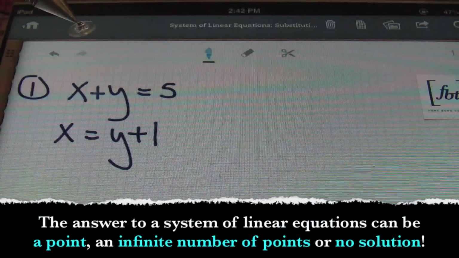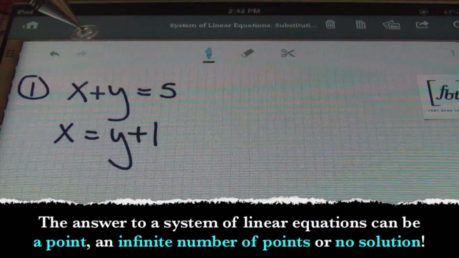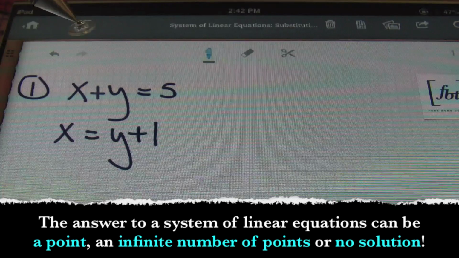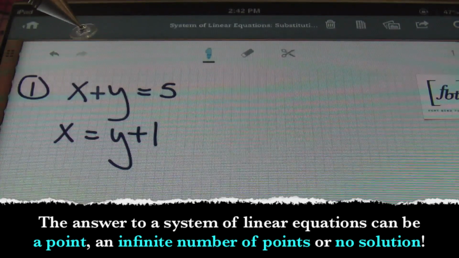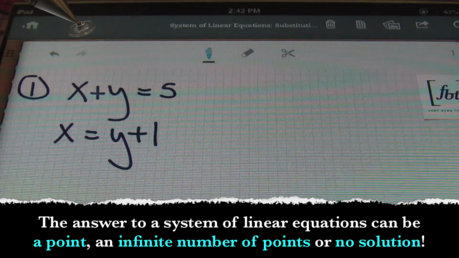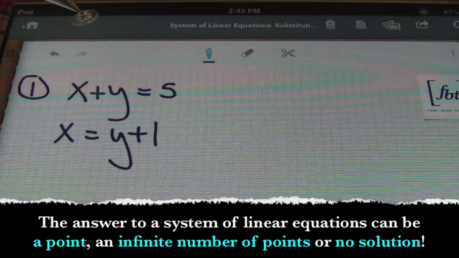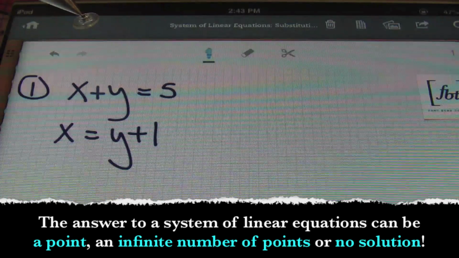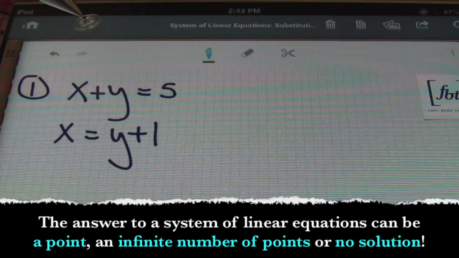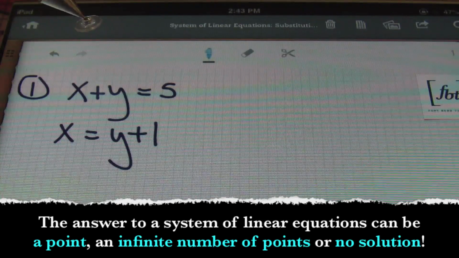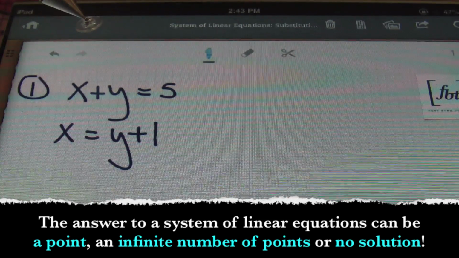When you're dealing with a system of equations, you can have three outcomes. You can have a point where you actually have a value for x and y, or it can be the exact same line. In that case, every point on the line is a solution. Or you can have a situation where they're parallel lines, and in that case you have no solution. So let's find out what happens here.